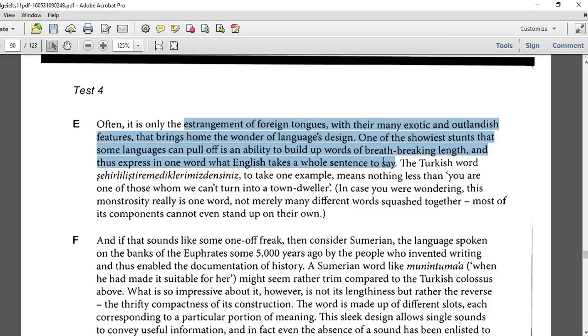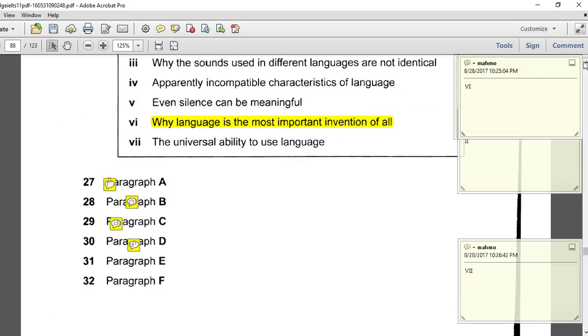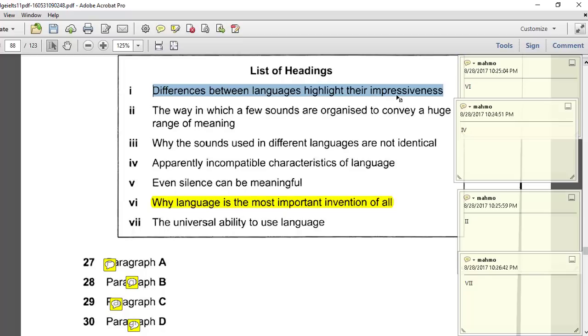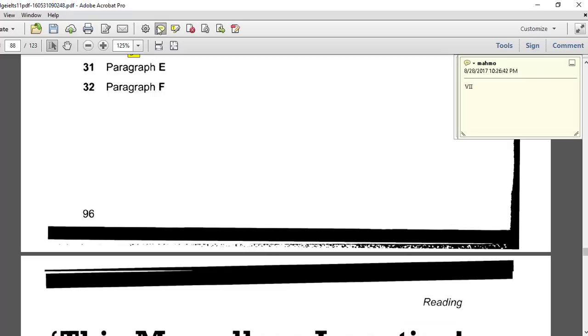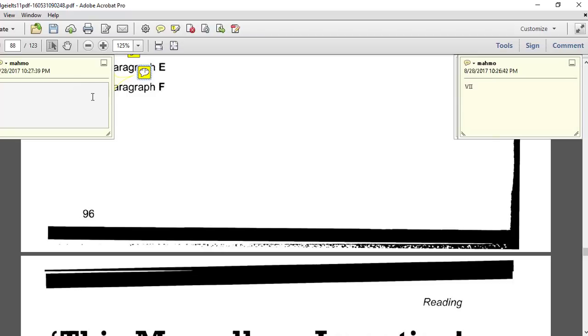Build up for the breathtaking length of a sentence. The Turkish word, I don't know what to take. Example means nothing less than you. Okay, there was something about foreign languages. So apparently it's differences between languages highlight their impressiveness. Yes, so it's paragraph E, number 1. It says here, difference between languages like the Turkish languages. So it's paragraph E, choice number 1.